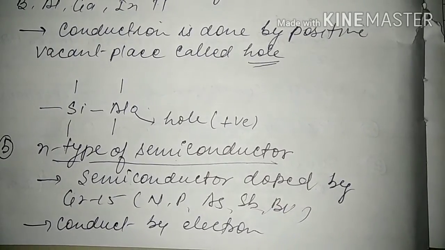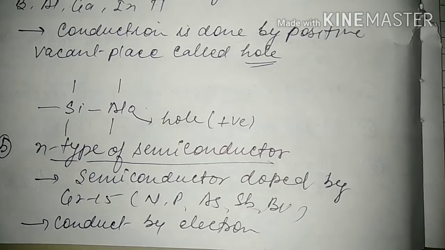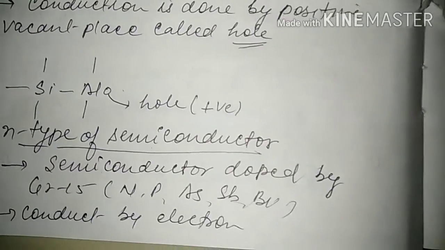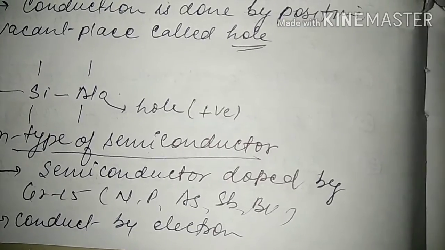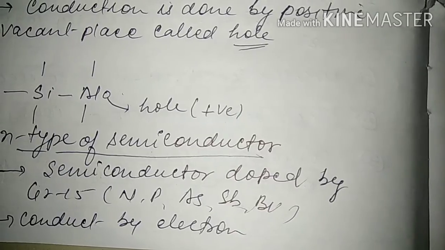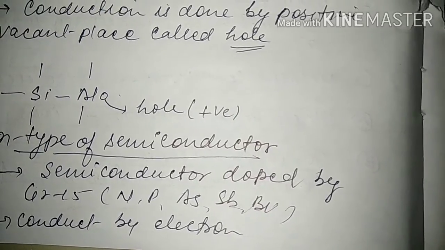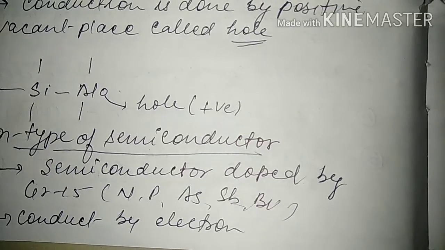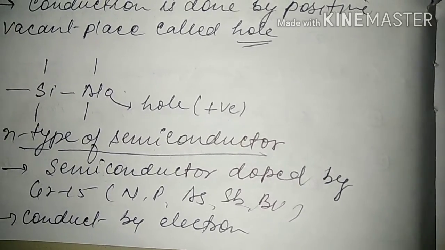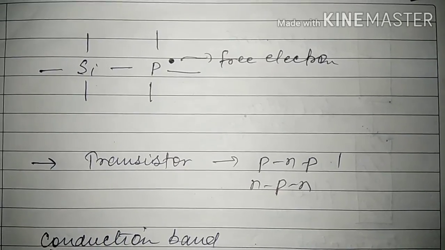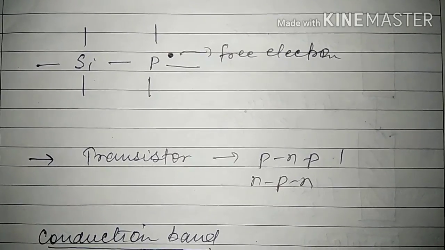Now second is the n-type semiconductor. N means negative type of semiconductor. It means the semiconductor like silicon is doped by a group 15 element like nitrogen, phosphorus, arsenic, antimony and bismuth. So conduction is by electrons. See it, how the electron conducts. Now suppose we dope with phosphorus.